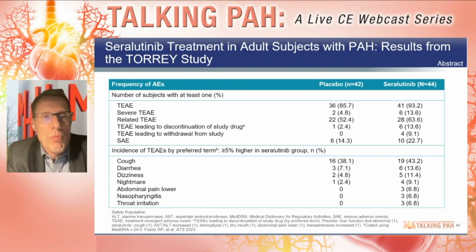In terms of tolerability, there were serious adverse events and severe adverse events that led to drug discontinuations, and especially coughing was quite common in these patients, also gastrointestinal side effects. Some reported nightmares, but it's more like vivid dreams. It's not very common, but it seems to be a unique side effect of this compound. The majority of these patients were able to continue without any problems. This is the data that we currently have. The company has decided to move forward to a phase 3 study with inhaled seralutinib.